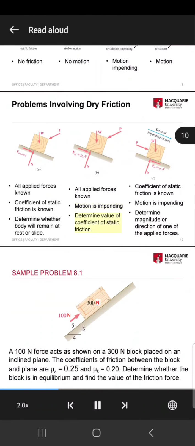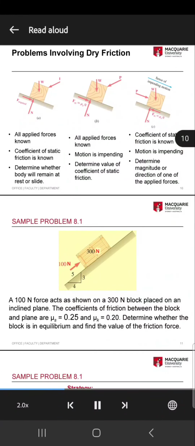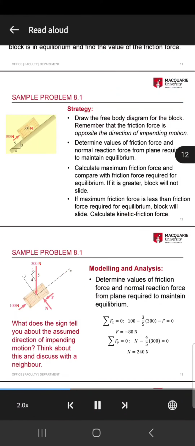All applied forces are known. Motion is not impending. Determine the value of the coefficient of static friction. A 300 pound block is positioned on an incline with a slope of 3/4. A 100 pound force acting on the plane is applied to the block.